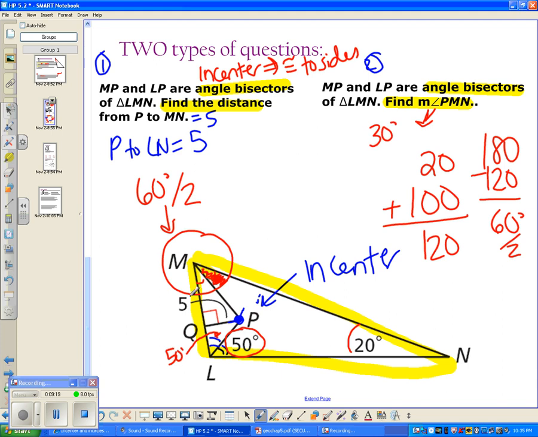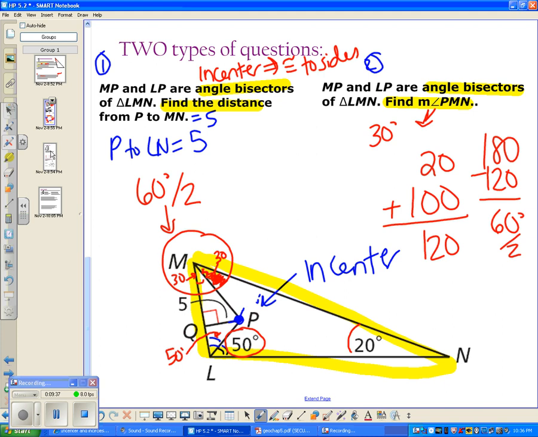And if you wanted to check your answer, okay, so this is 30, this is 30, this is 50, this is 50, this is 20. Add them all up and see if they equal 180 degrees. And I like these questions because you really have to think of it like a puzzle, and that's kind of fun. Okay, so that's the incenter.